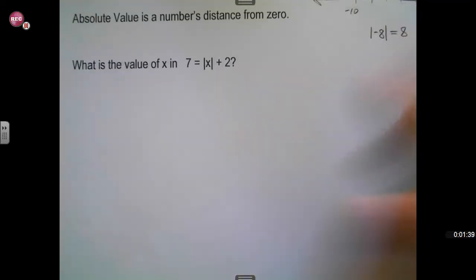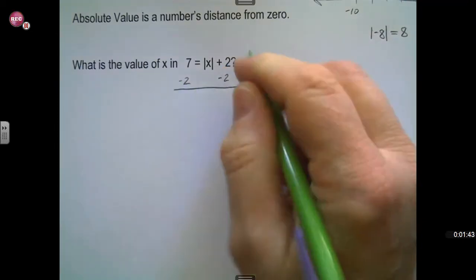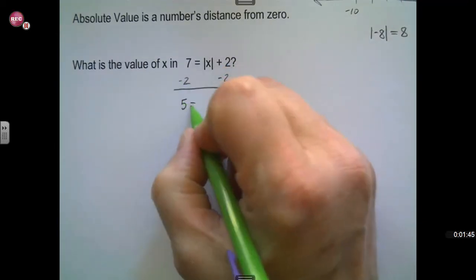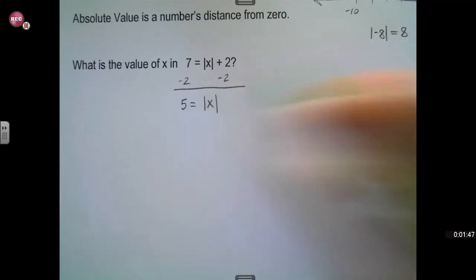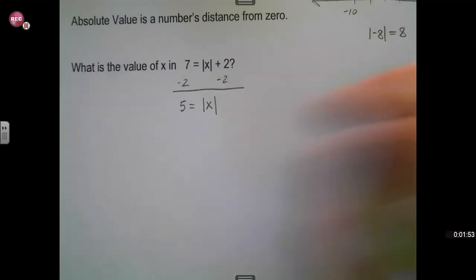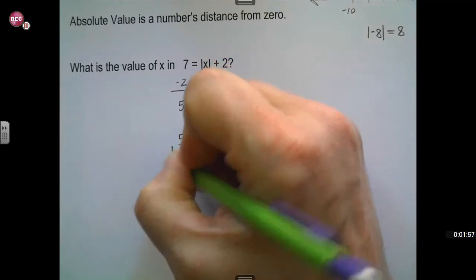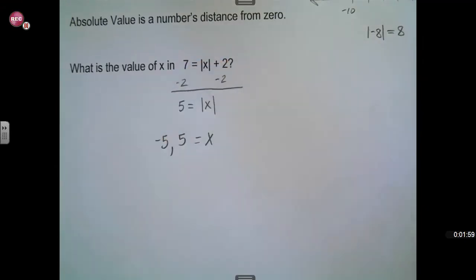So when we go to solve this absolute value equation, we would subtract 2. We want to isolate the absolute value. So 5 equals the absolute value of x. And now I think, what number or numbers are 5 units from 0? And they are 5 and -5. So we're going to have two answers to these questions.